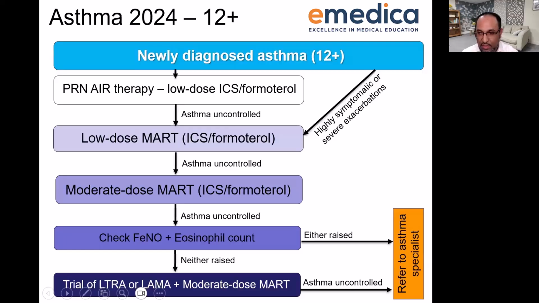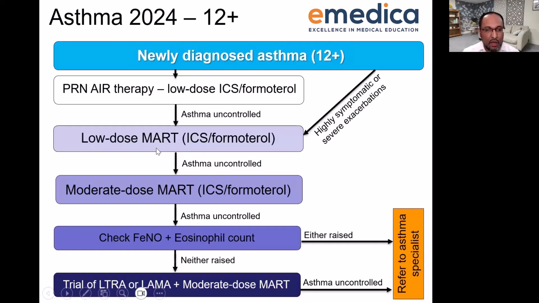What is AIR therapy? It stands for anti-inflammatory reliever therapy. The anti-inflammatory is the steroid. Okay. So PRN AIR therapy has the exact same components in the inhaler as MART, i.e. it's got budesonide and formoterol. That's for children. For adults, you've got other options, okay? Formoterol is still the LABA. You've got other options for the steroid, okay?